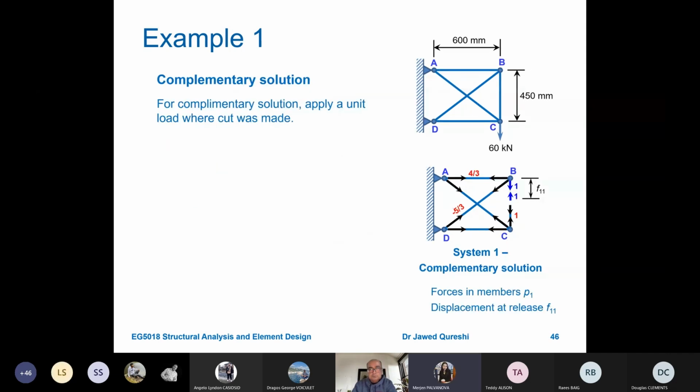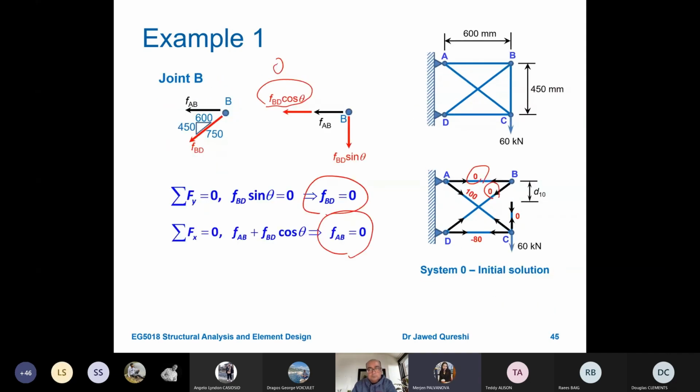So when choosing to remove one of the members, could you choose to remove a zero force member? No, you don't have to. You can remove any member as long as your structure remains stable. Now we have, I think, pretty much all the member forces. Now we have determined all the member forces for this system 0.